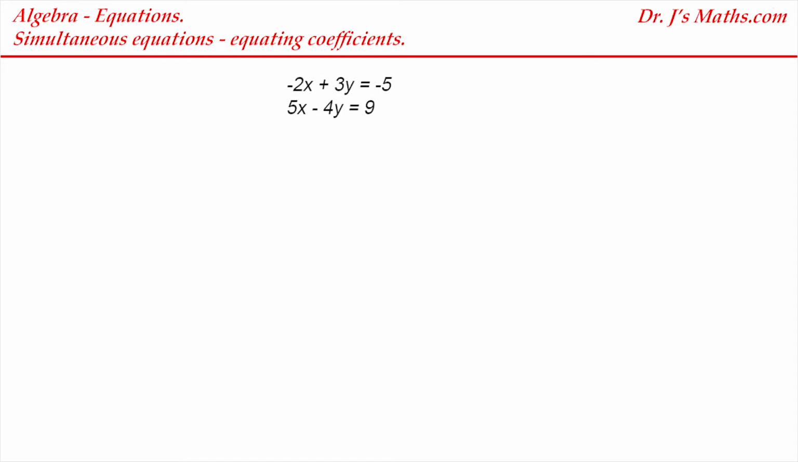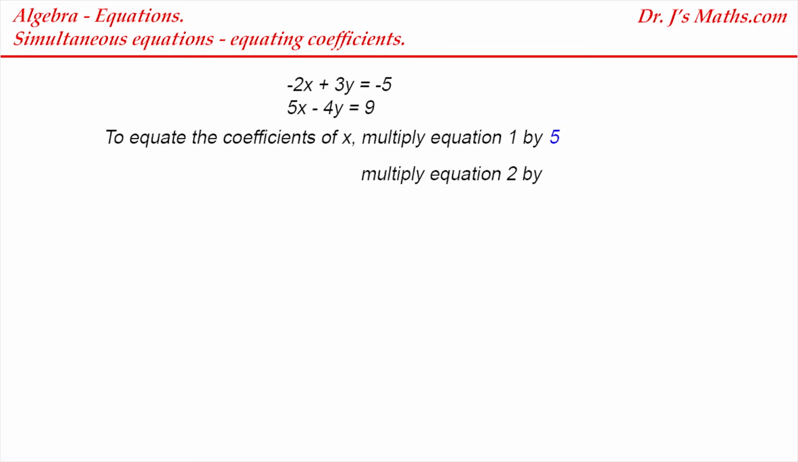Let's try another set. Minus 2x plus 3y equals minus 5. 5x minus 4y equals 9. Now we're going to equate the coefficients of x, and in order to do that, we're going to have to multiply equation 1 terms by 5, and we'll have to multiply equation 2 terms by 2.